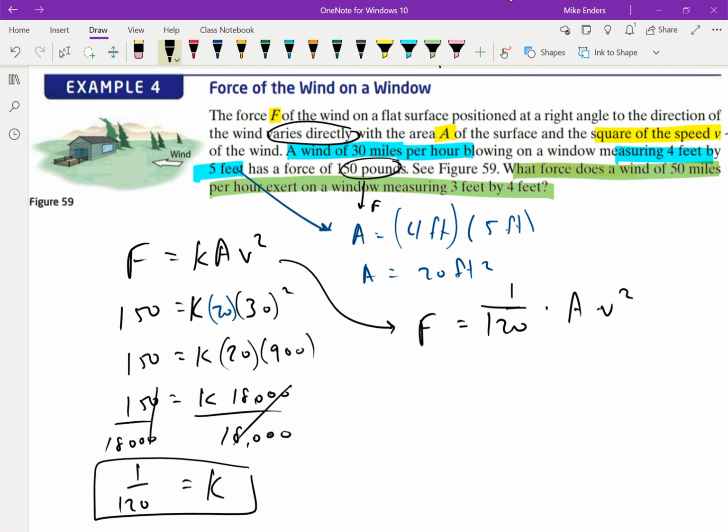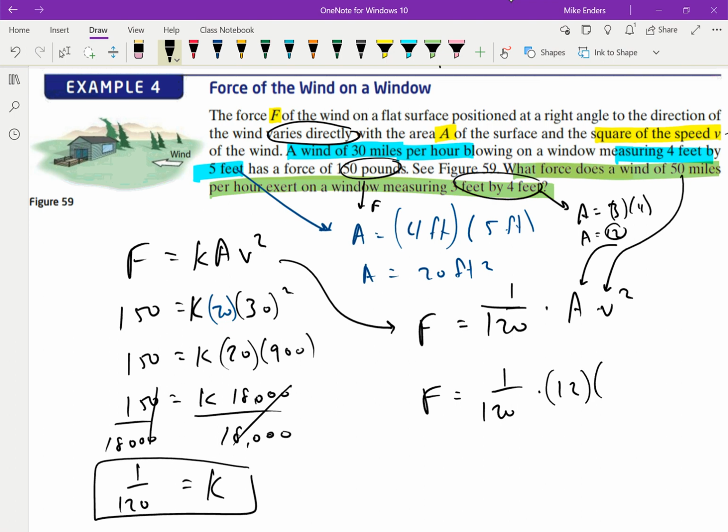Now we can take a look at the rest of our question. What force does a wind of 50 miles per hour exert on a window measuring 3 feet by 4 feet? So that's our speed, and 3 feet by 4 feet is area, which ends up being 12. So 12 square feet goes in here for A. So the force is 1 over 120 multiplied by 12 multiplied by 50 squared.